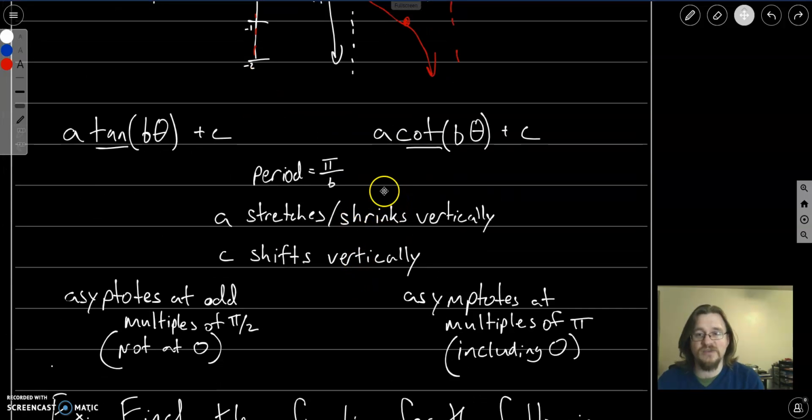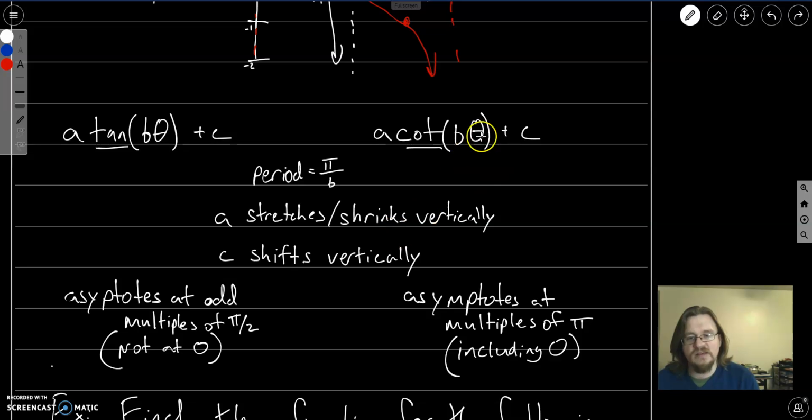If we were to subtract 1, we would shift the whole thing down. And tangents are going to have asymptotes at odd multiples of pi halves, and cotangents are going to have asymptotes at multiples of pi, with a caveat. The asymptotes are going to change depending on what b is.